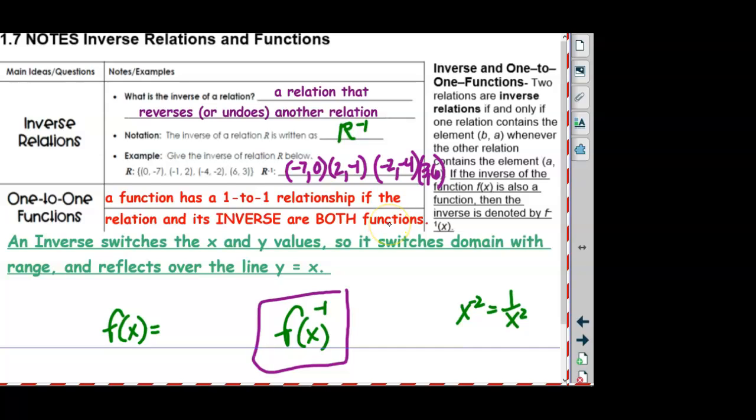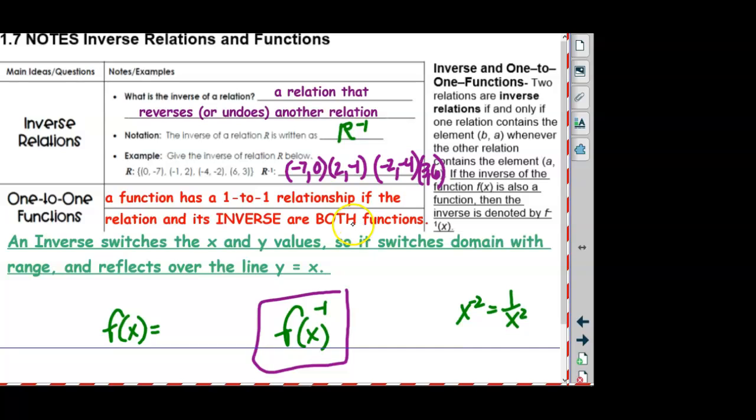That sounds really confusing. It even sounds confusing to me when I read it. But you say it is a one-to-one function if when you find its inverse, that is also a function, meaning it passes what test? Do we test for functions? Vertical line test. So if the original one is a function, it is also called a one-to-one function if its inverse will pass the vertical line test.